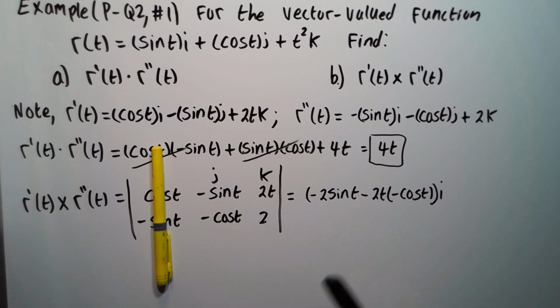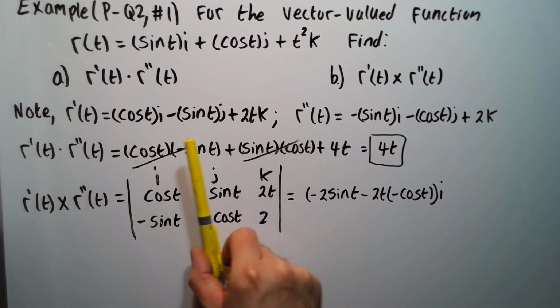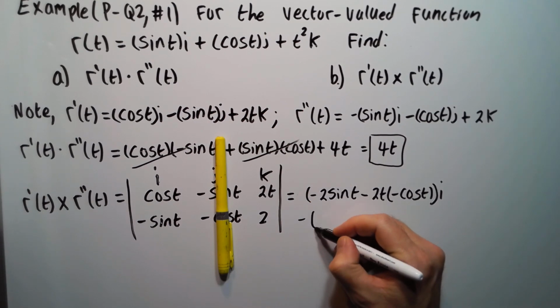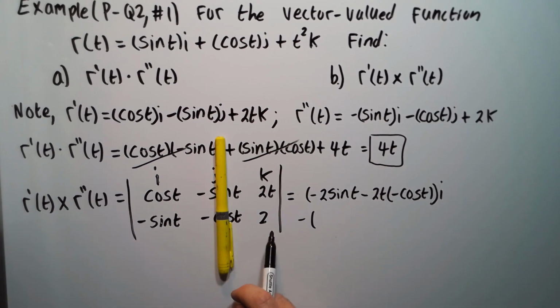Let's do the j component next. So I'm going to cover this. And this time we'll have a minus sign. It's going to be cosine times 2 minus 2t times minus sine t. Let me write that here.